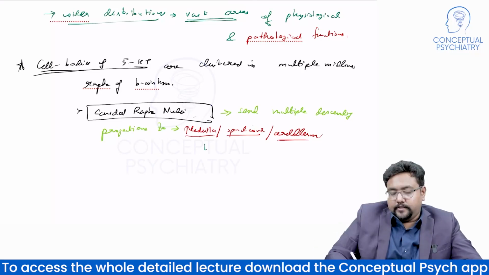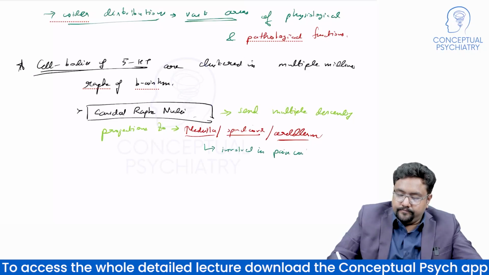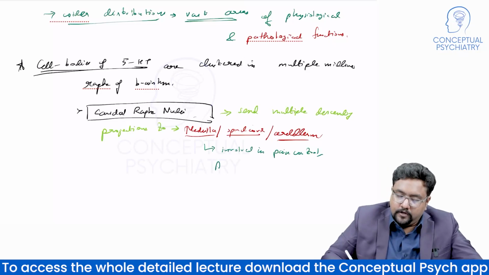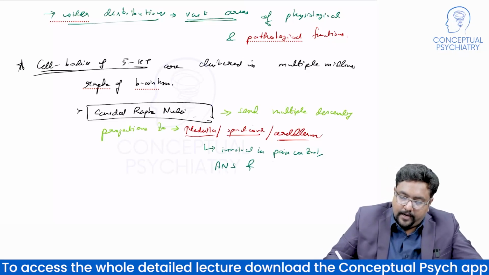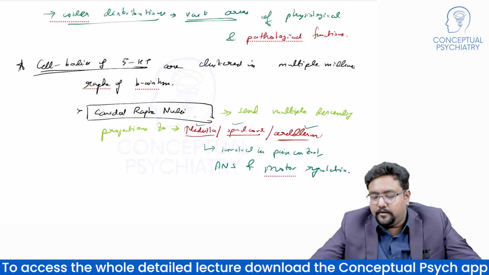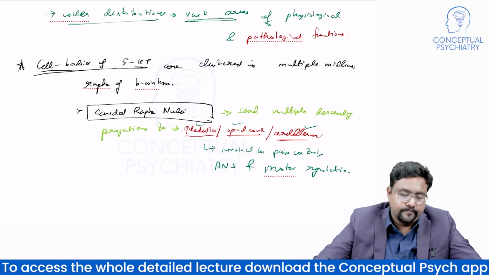Next is that it is involved in pain control, as well as, since it is going to the spinal cord, the autonomic nervous system and motor regulation. There is ANS and motor regulation because cerebellum is there, spinal cord is there, medulla is there. So autonomic, motor and pain control through its action on the spinal cord.